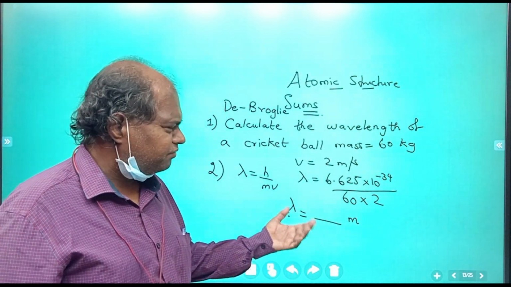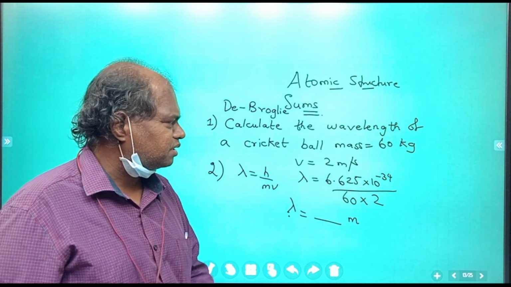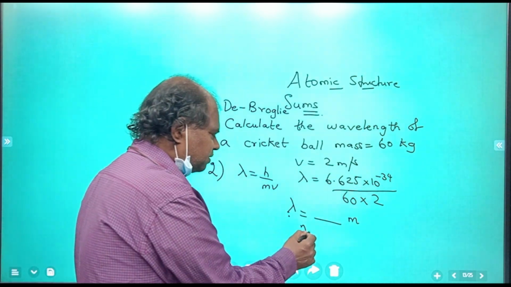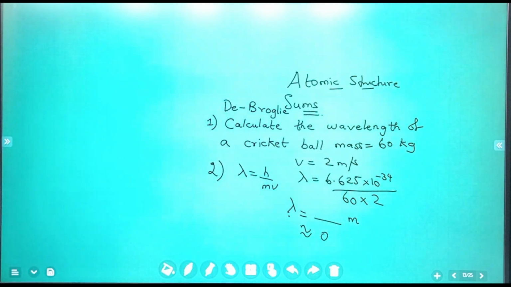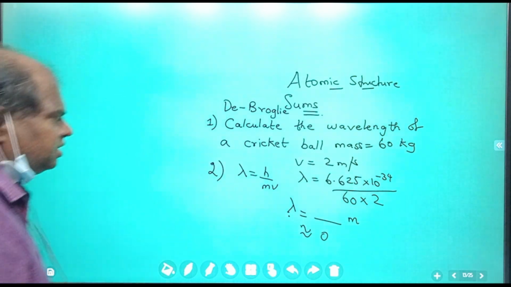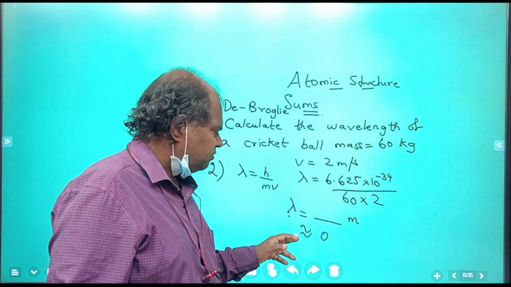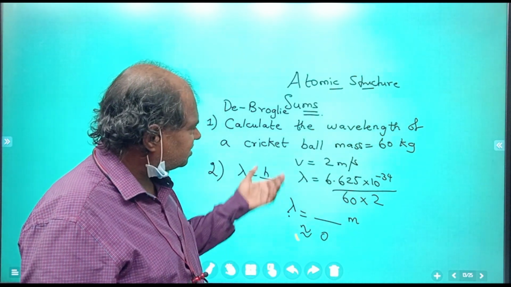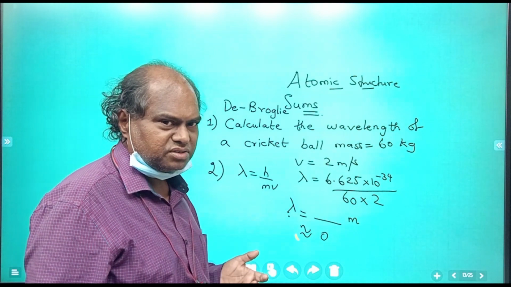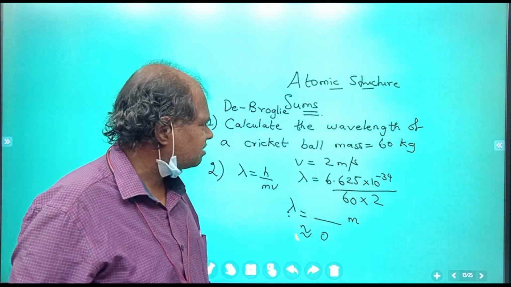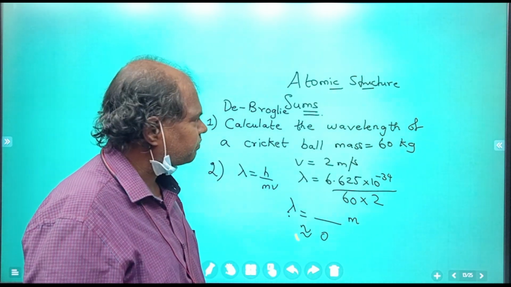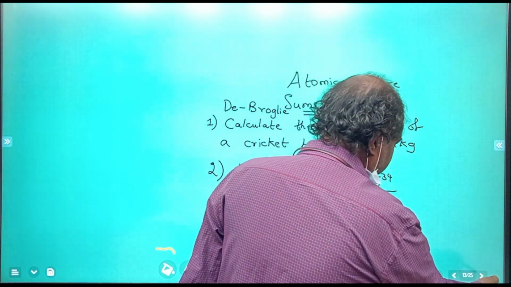Now if you see this wavelength, it will be very, very small, like 10 to the power minus 34. It will be approximately equal to 0. Fine? So if you see this wavelength, it is very close to 0. So what we can say is that this cricket ball doesn't have wave properties. It's a particle, right? Because you'll get a very small value. Anyway, you can do the calculation of this. Fine.